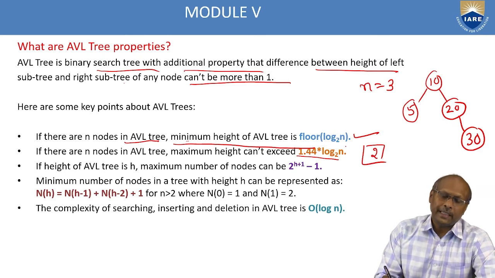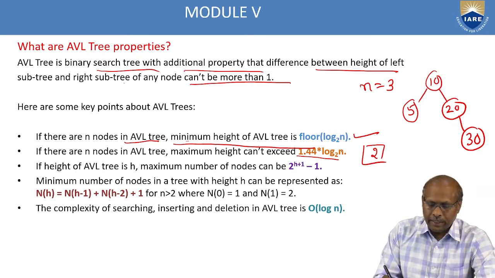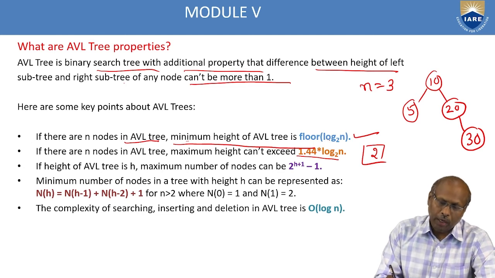So most of the time in the exam they will ask this question: what is the maximum height? Then you should say 1.44 into log n base 2. It is the maximum, which cannot exceed this. Similarly, the minimum is floor of log n base 2.